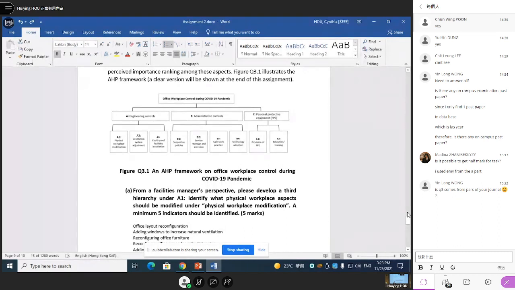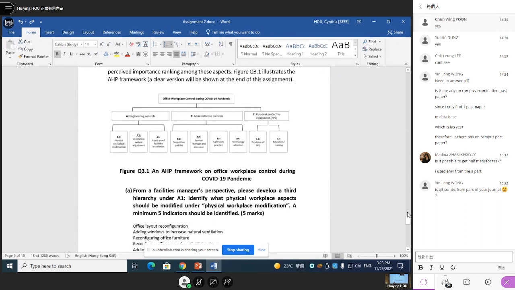Or you can control the outbreak through providing gear or equipment to the workers or employees at the workplace. That's called personal protective equipment. You can simply provide equipment to them to control the outbreak, or you can organize training to raise their awareness of COVID-19 and their knowledge of its characteristics. So that's about PPE. What about engineering control?